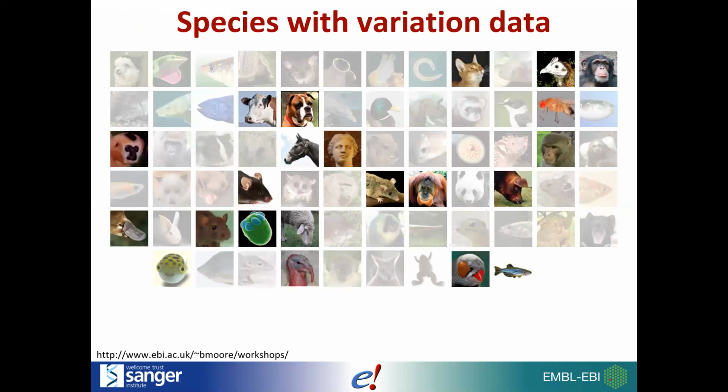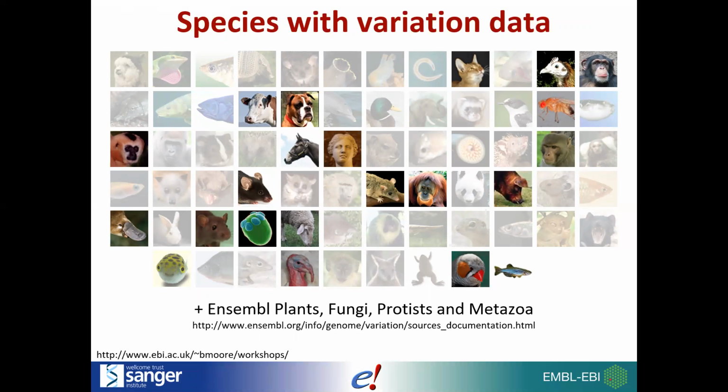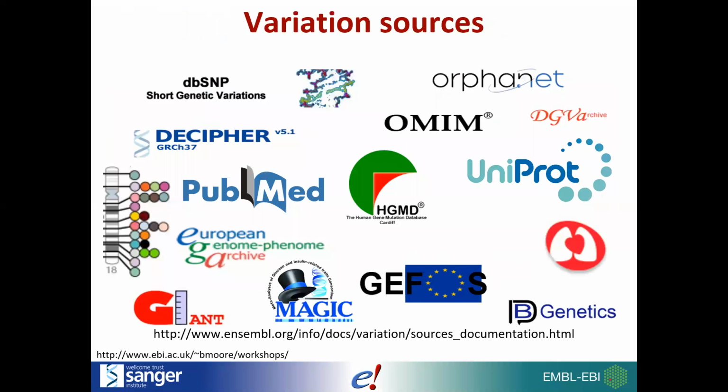Okay, we have variation data from a lot of species, but not nearly all. So it's just some chosen, heavily investigated species there. And then we have some more in the Ensembl Genomes resources. There's a lot of variant data of the Baker's yeast, for example. And there are really many projects that provide data of variants.